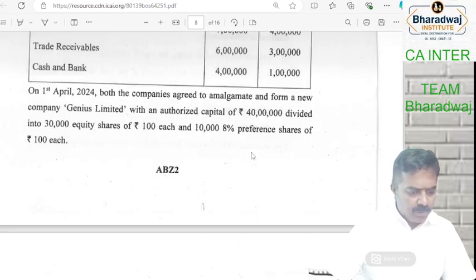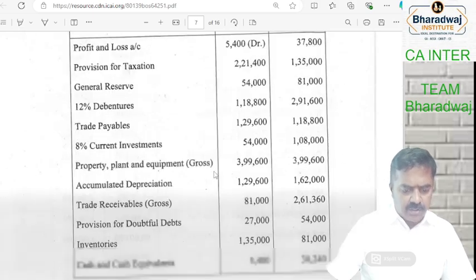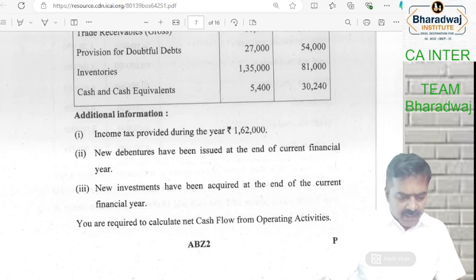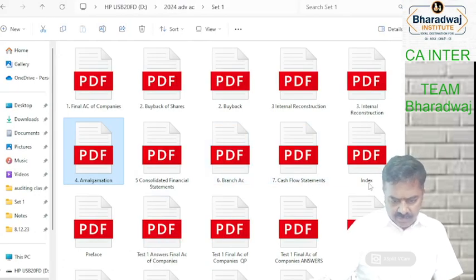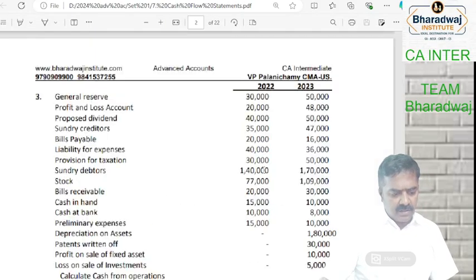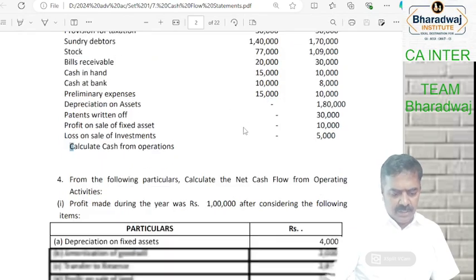Not only this chapter, I can show other chapters also, but I do not want to waste time on that. We can check all the other questions also. Whatever we do, cash flow from which activity? Operating activity. We can check the cash flow statement. The first question will be based on this: find out cash from operations.